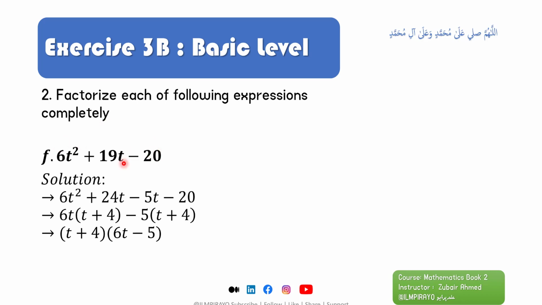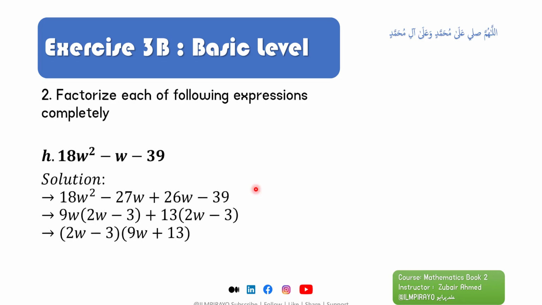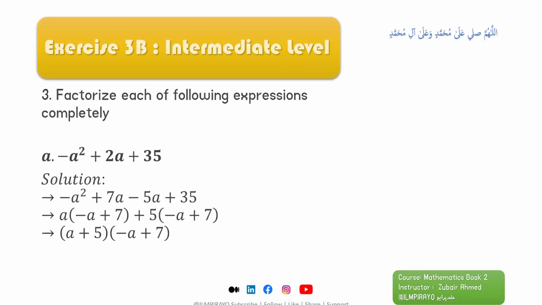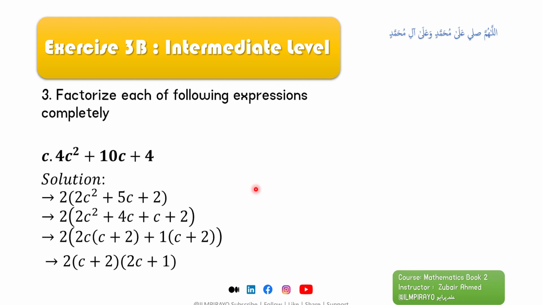6 times 20, 120. You get the number that is in the middle. That is the middle term. And we have to break down the middle term so that we can get the answer. Intermediate level just started. So you got the answer.